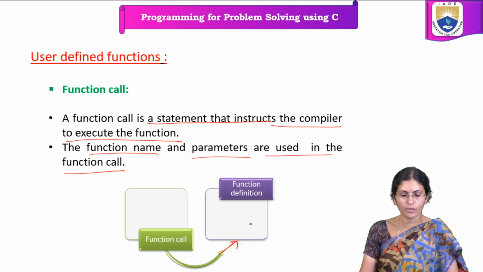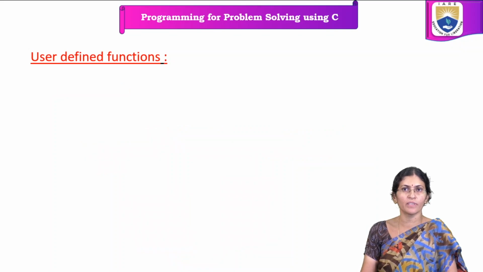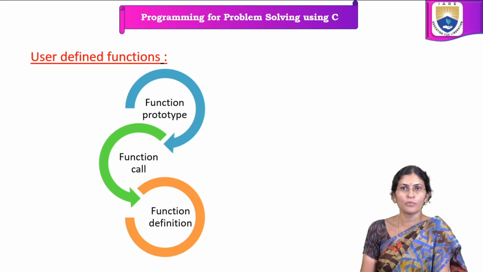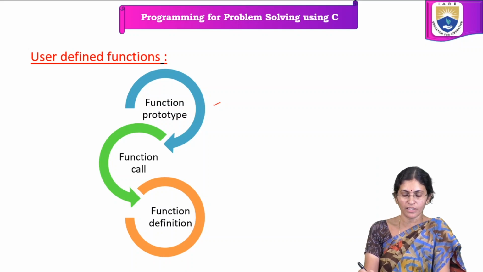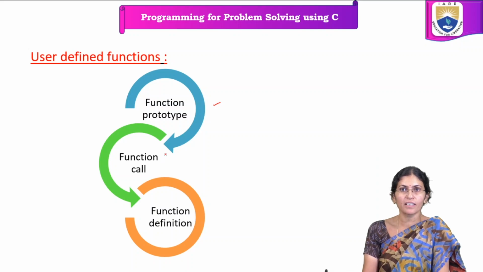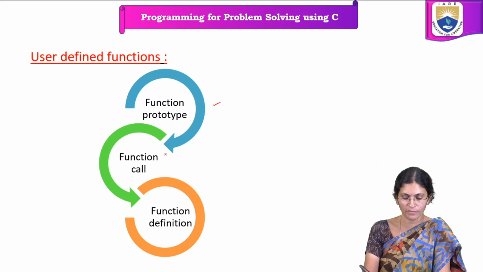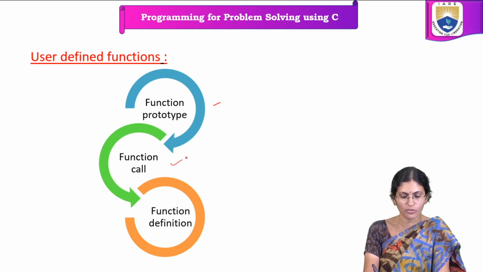So let us understand all these elements of a user-defined function with the help of one simple program. These are the points which we have discussed till now. Function prototype: as we require declaration for variables, similarly we need to declare the function. For that, the function prototype includes return type, name of the function, and then parameter list. The parameter list consists of parameter type and parameter name.